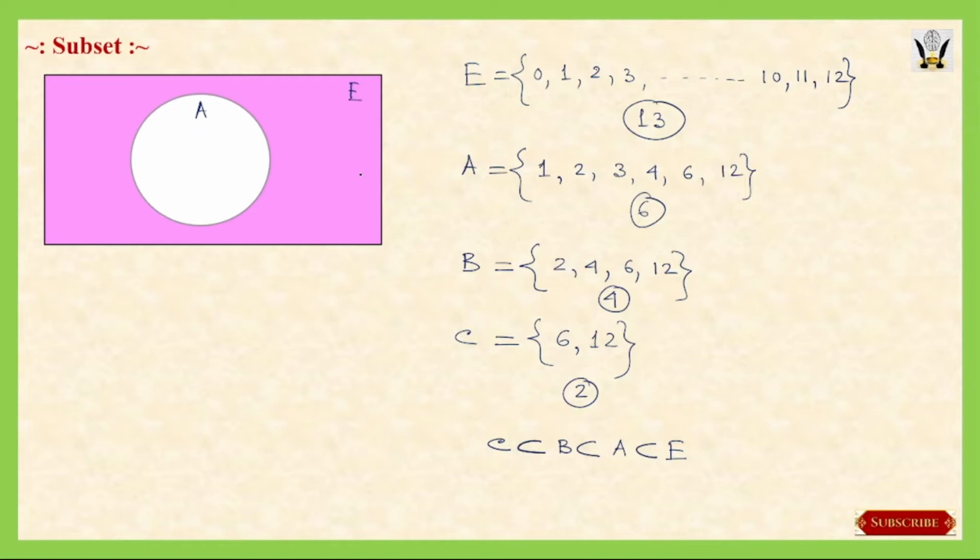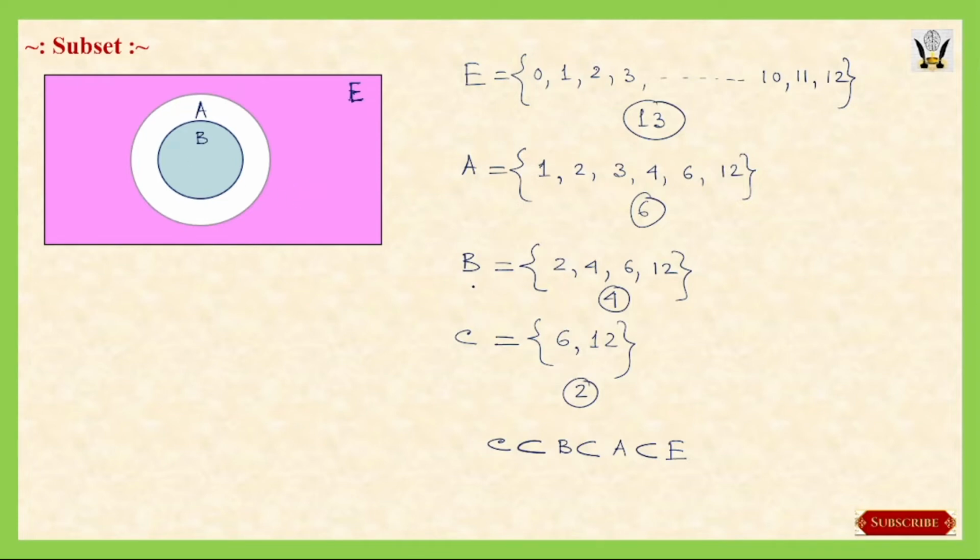Now in the Venn diagram, how can we represent that? Here E is the universal set, so that is represented by the rectangle, and the universal set will always be represented by a rectangle. Then A is a subset of E, so A is represented by a circle within that rectangle. Now B is a subset of A, so B will be another circle which will be inside circle A.